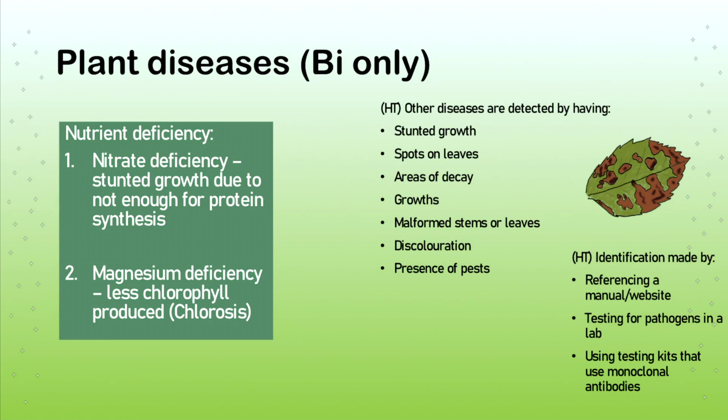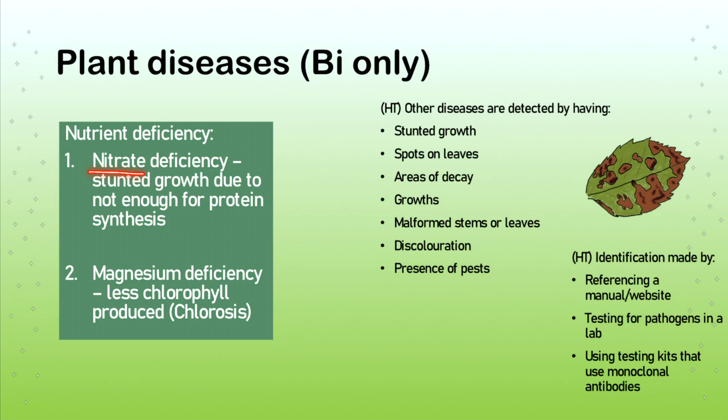And the final part of this topic, we need to know a little bit about plant diseases, and this is biology only, so not combined science. For foundation and higher tier, we need to know that a nutrient deficiency is a type of disease, and we need to just know about 2 types of deficiency, and that is it. So we need to know about nitrates and magnesium deficiencies, which is just where they don't have enough of it.